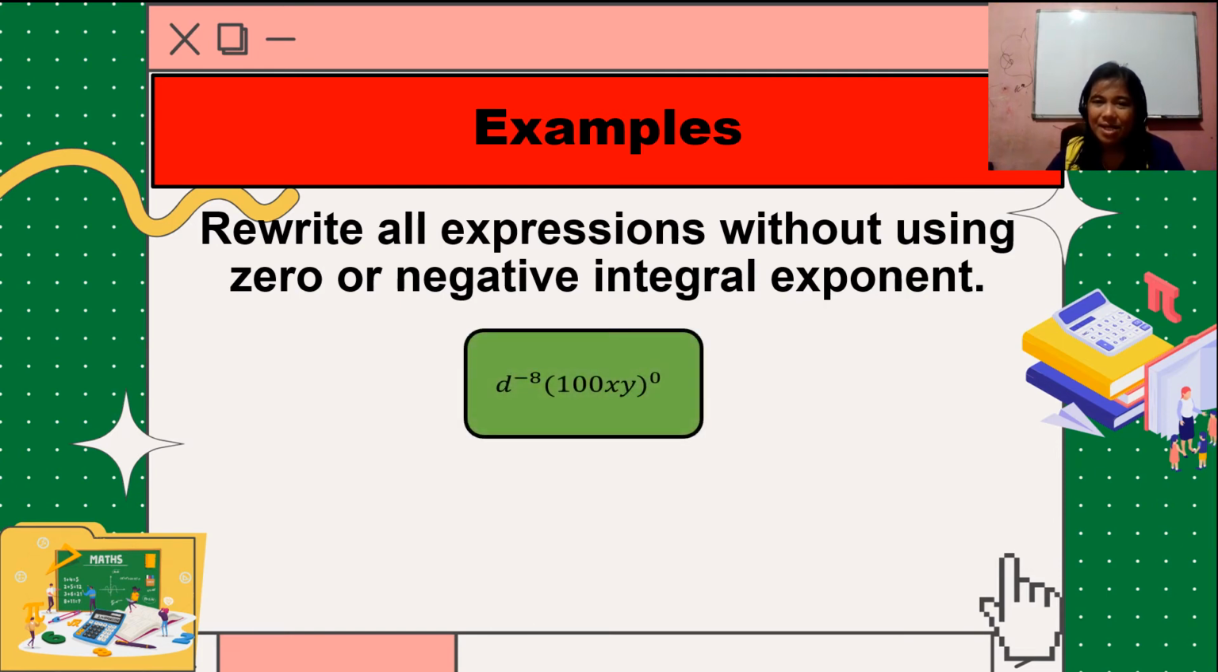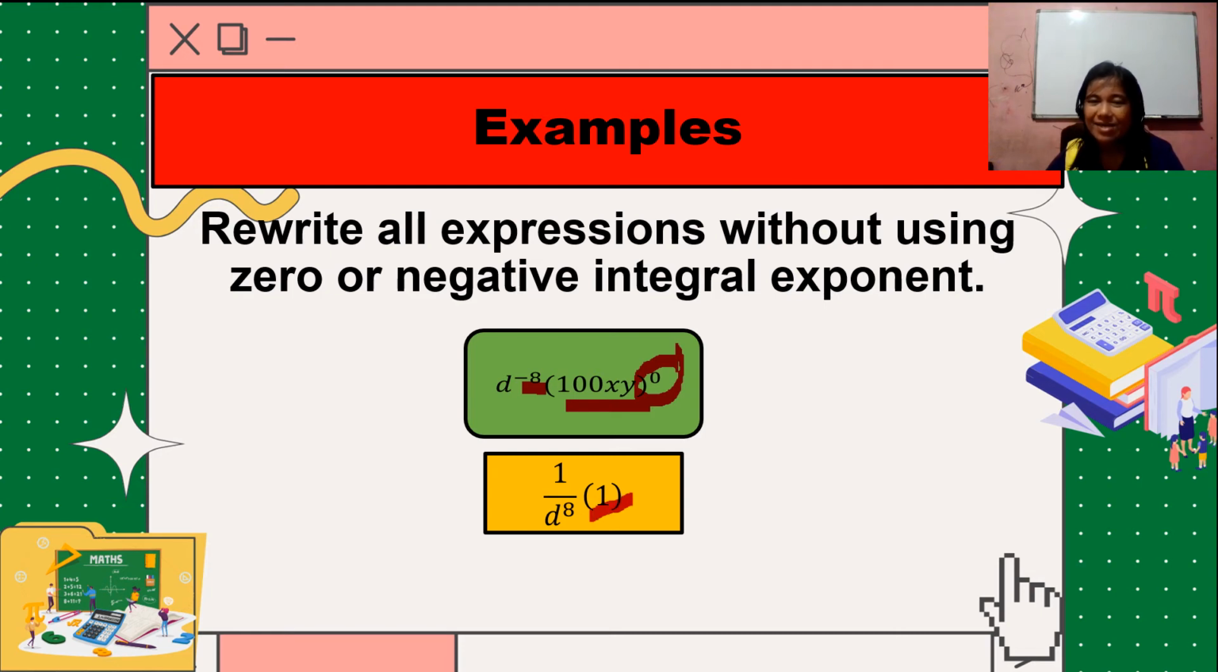Okay, so paano bang gagawin? Si d raised to negative 8, kasi nga negative siya, so kailangan niyang lumipat sa baba. Bakit sa baba lilipat? Kasi nasa taas siya dati. Pagkalipat niya sa baba, positive 8 na siya. So, 1 over d raised to 8. Tapos, etong naka-parenthesis na to, since being raised to 0 naman siya, 1 na lang yung equivalent niya. Ngayon, multiply na natin. 1 times 1 is 1 over d raised to 8. Yun.